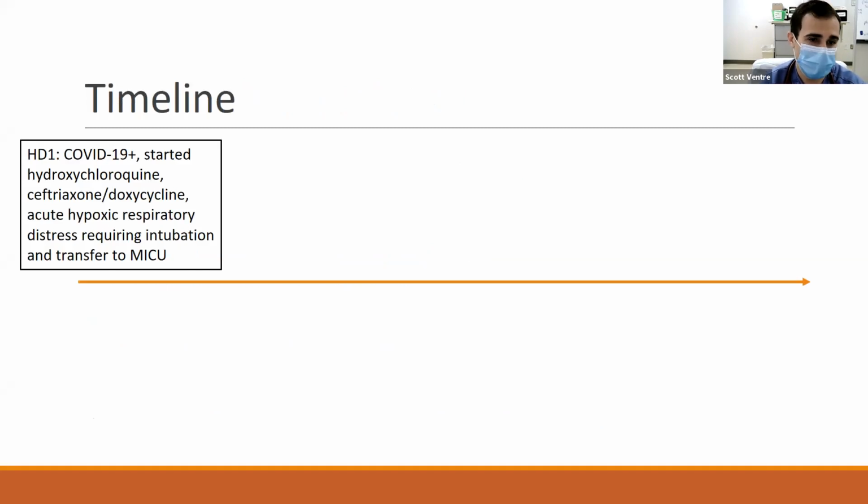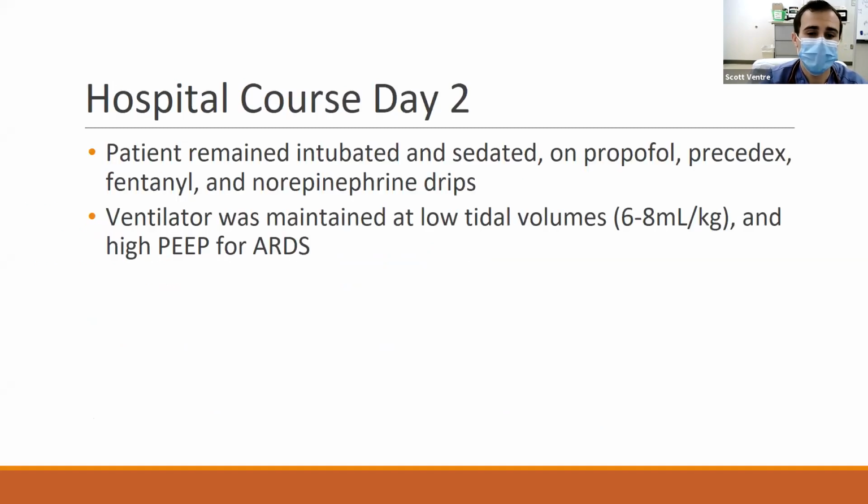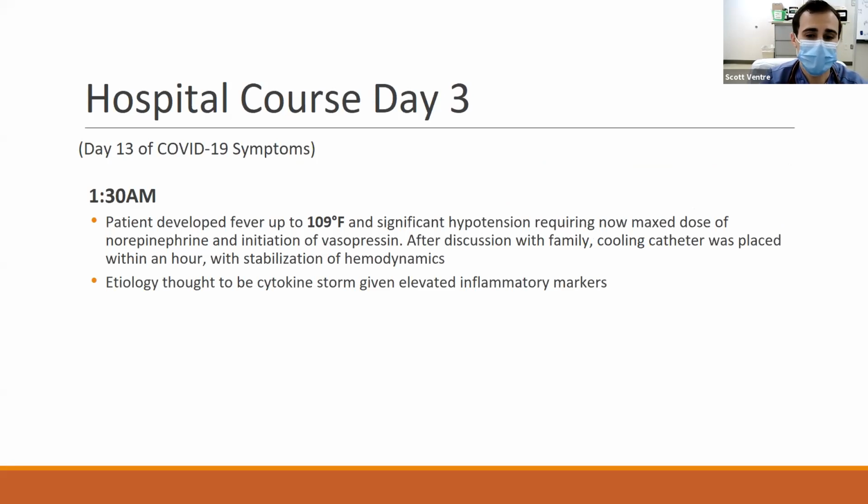So with that, we'll start building our timeline here, with hospital day 1 being his diagnosis of COVID-19 and rapid decline leading to intubation. On his second hospital day, the patient remained sedated on the vent, requiring a small amount of norepinephrine, which is a pressor, and the vent was maintained at low tidal volumes with high PEEP, which are protocols we use for presumed developing ARDS. Early in the morning on the following day, roughly 1:30 a.m., which was roughly day 13 of the patient's COVID-19 illness, the patient spiked a fever of 109. He became acutely hypotensive, requiring max doses of Levophed, as well as initiation of vasopressin.